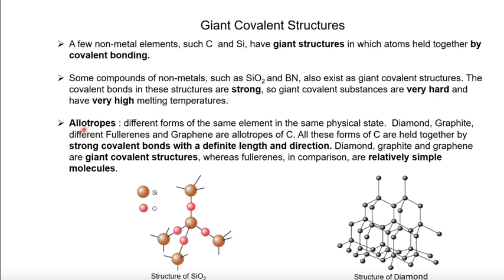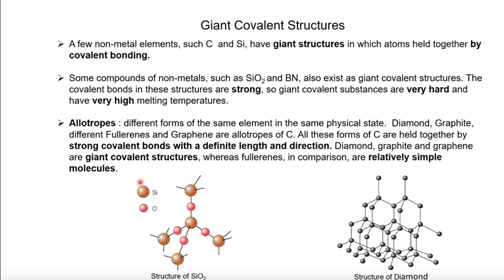As I said about allotropes, an element which has different structural forms in the same physical state is called an allotrope. For example, carbon has the diamond structure, graphite structure, fullerene structure, and graphene structure. All of these are allotropes of carbon. Some of them also have giant structures.